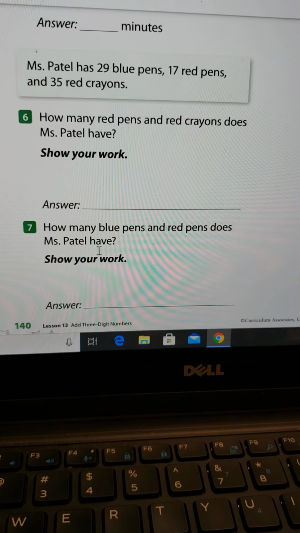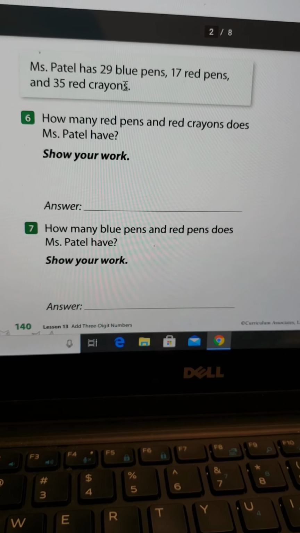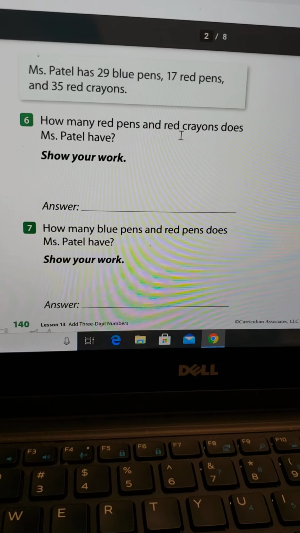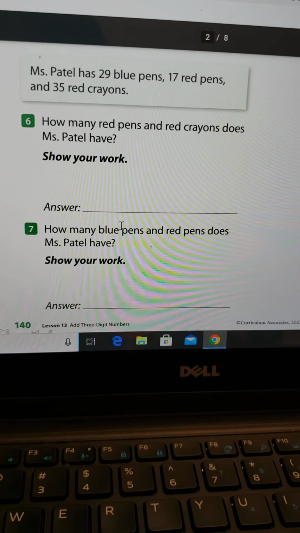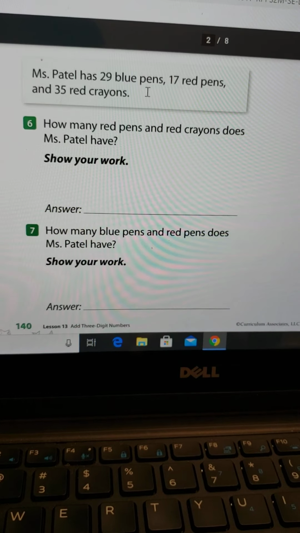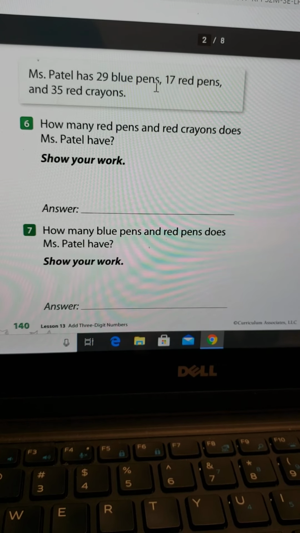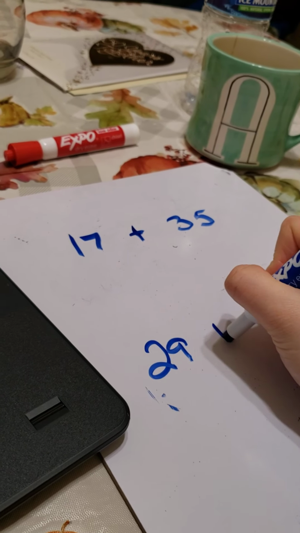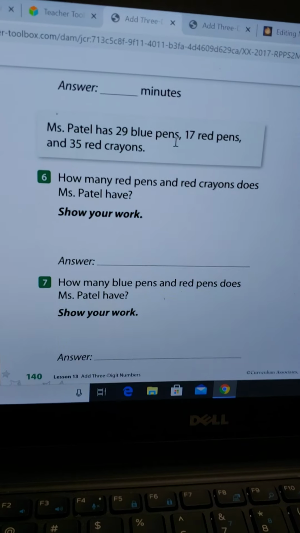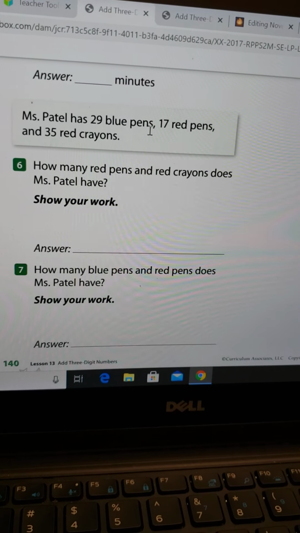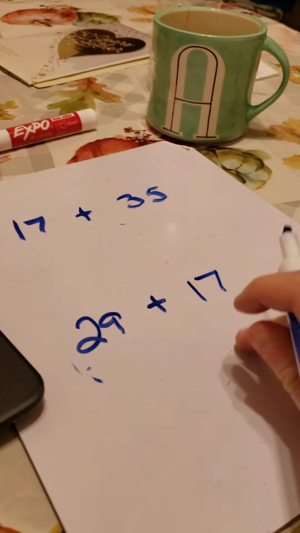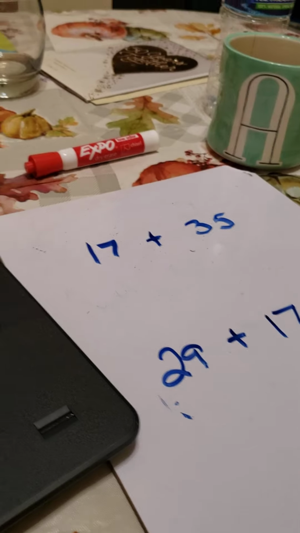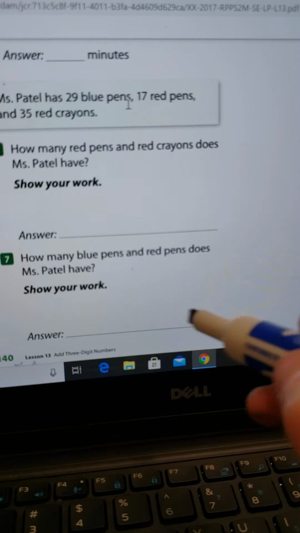On number 7, it's still the same word problem, but they're having you add different numbers. So first time we added the red pens and the red crayons. Now we're going to add the blue pens and the red pens. So if I look right here, here's my blue pens, 29. Okay, 29 plus my red pens. Red pens was 17. Okay, so you're also going to need to bubble 29 plus 17, and your answer is going to go right here.